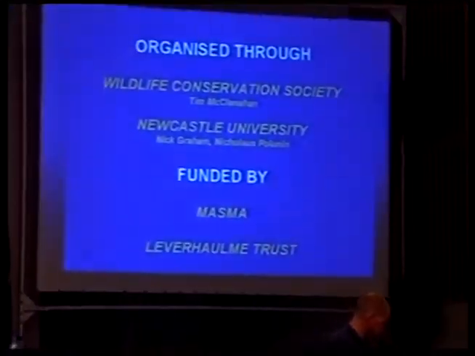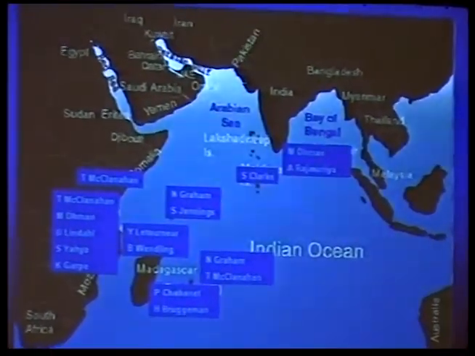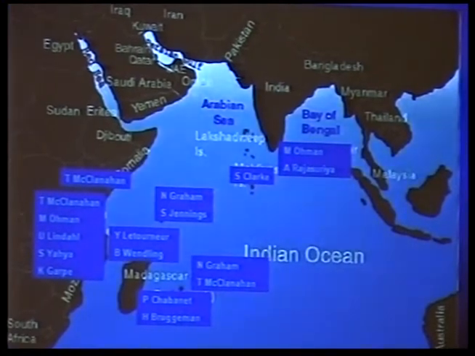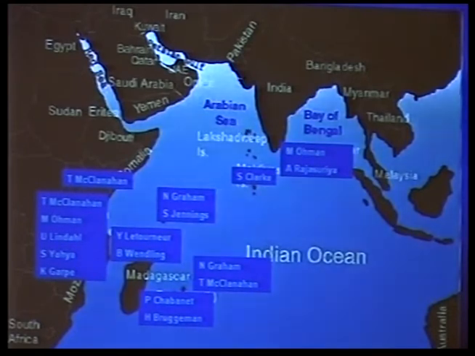Have you? No? Anyway, it includes all these different areas: Sri Lanka, Maldives, Caicos, Seychelles, Mauritius, Madagascar, Mayotte, Tanzania, and Kenya. And it's organized through the Wildlife Conservation Society and Newcastle University, and it's funded by MASMA and the Leverhulme Trust. And you have all these people involved. So it's going to be very interesting to see on an ocean level how this has affected. In that sense, my talk is preliminary data.